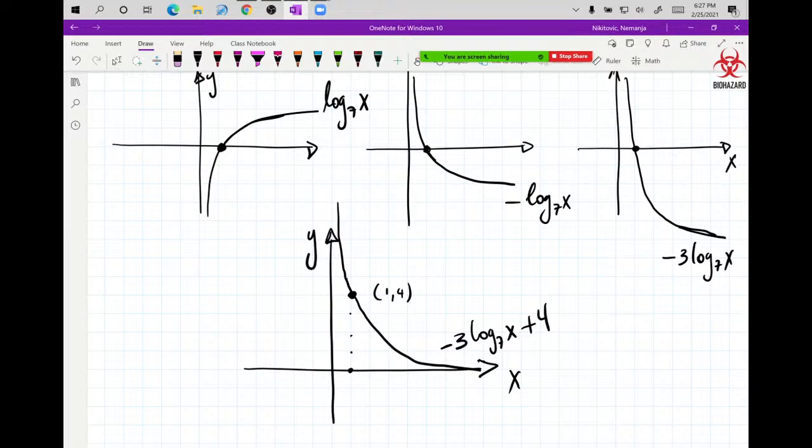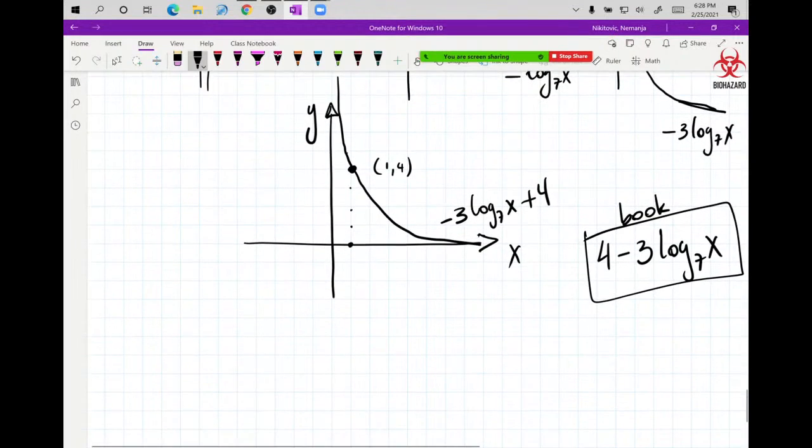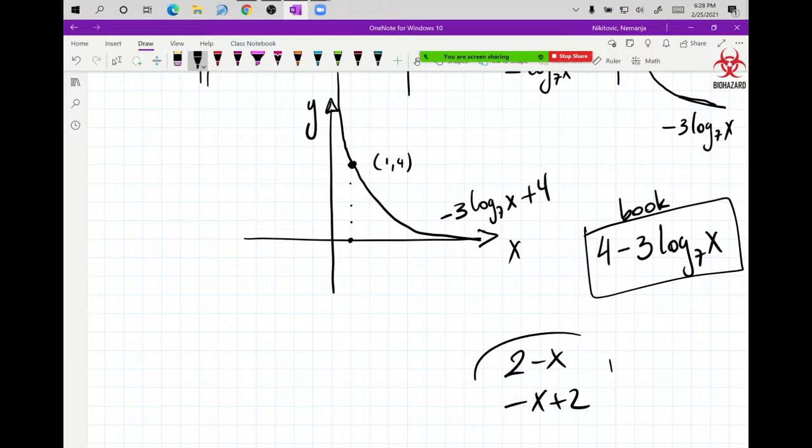Now, in a book, you're going to find this question under 4 minus 3 log 7x. Maybe you want to take a look at this, because it's just rearranging terms in algebra, in arithmetic, whatever. Instead of writing 2 minus x, you write minus x plus 2. It's the same thing. One is valid because it has fewer symbols. The other one is valid because x is first, constant is second. So they're both valid. It's just which form do you need if you are canceling?